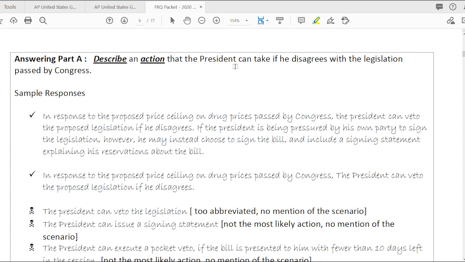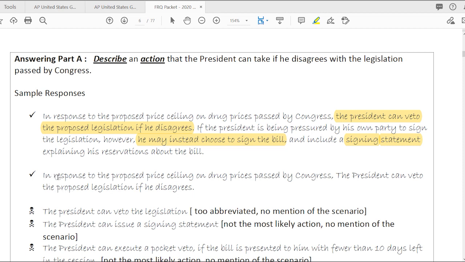Part A, describe an action the president can take if he disagrees with the legislation passed by Congress. In response to the proposed price ceiling on drug prices passed by Congress, the president can veto the proposed legislation if he disagrees. If the president is being pressured by his own party to sign the legislation, however, he may instead choose to sign the bill and include a signing statement explaining his reservations about the bill. That is a very good response because it has an insurance point.